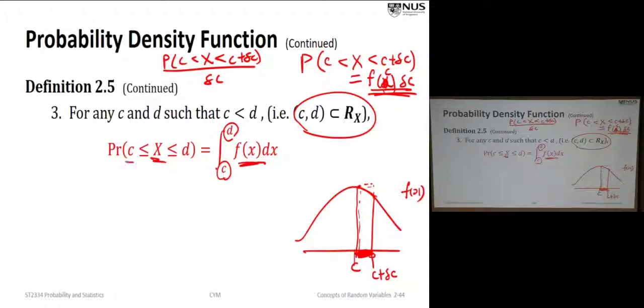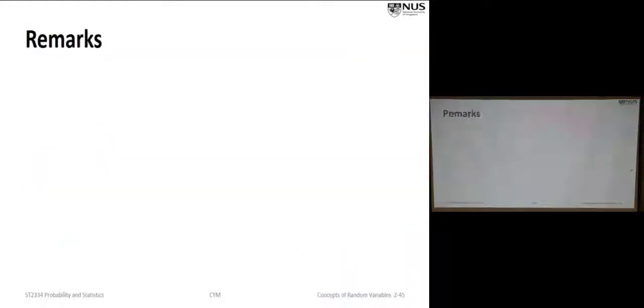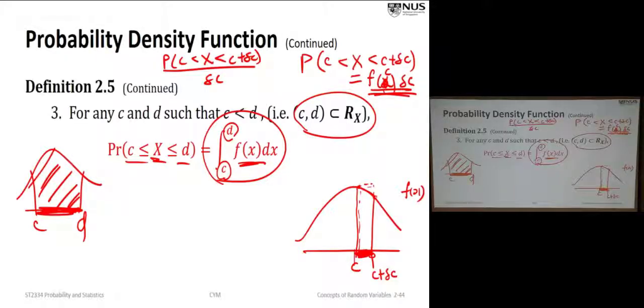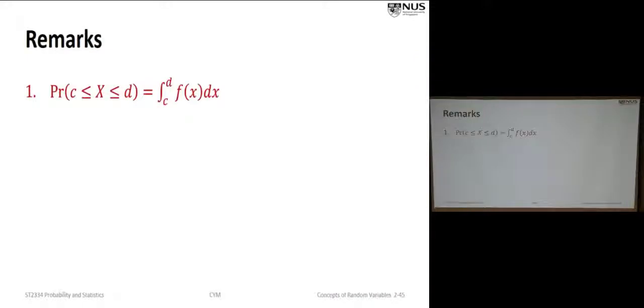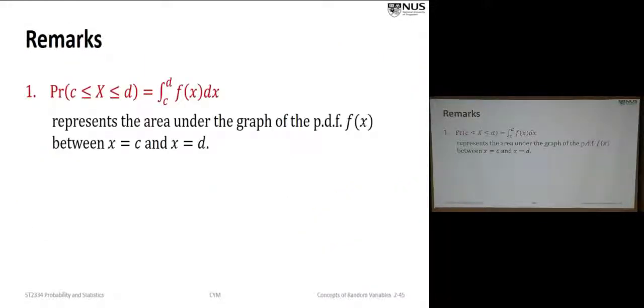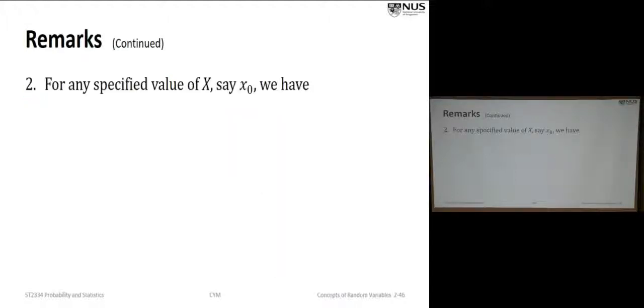If I want to find X between C and D, I just integrate the density. So the same picture. If this is C and this is D, the probability that X falls here, according to this density function, will be this area. So I integrate from C to D, f of X. So it represents the area under the graph from X equals C up to X equals D.